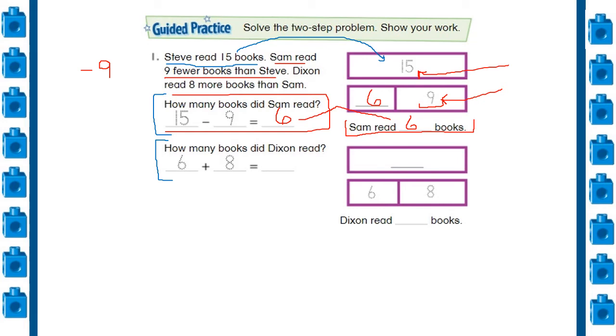Let's go back to the story. Dixon read 8 more books than Sam. Okay, well, 8 more. Dixon read 8 more. That's plus 8. And we have a 6 here because that's how many books Sam read. So 6 plus 8, we've got the 2 parts. Now we just need to figure out the whole, the sum. Well, 6 plus 8 equals, and if you don't know, pause until you figure it out, equals 14.